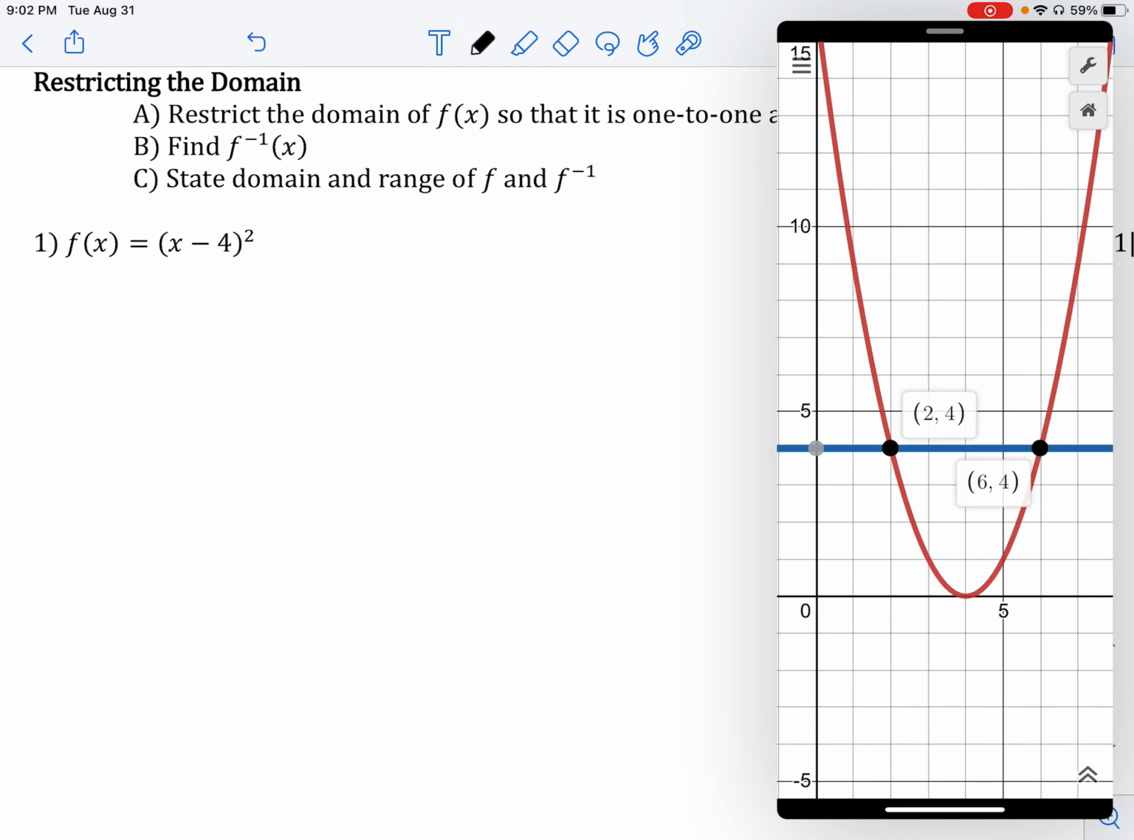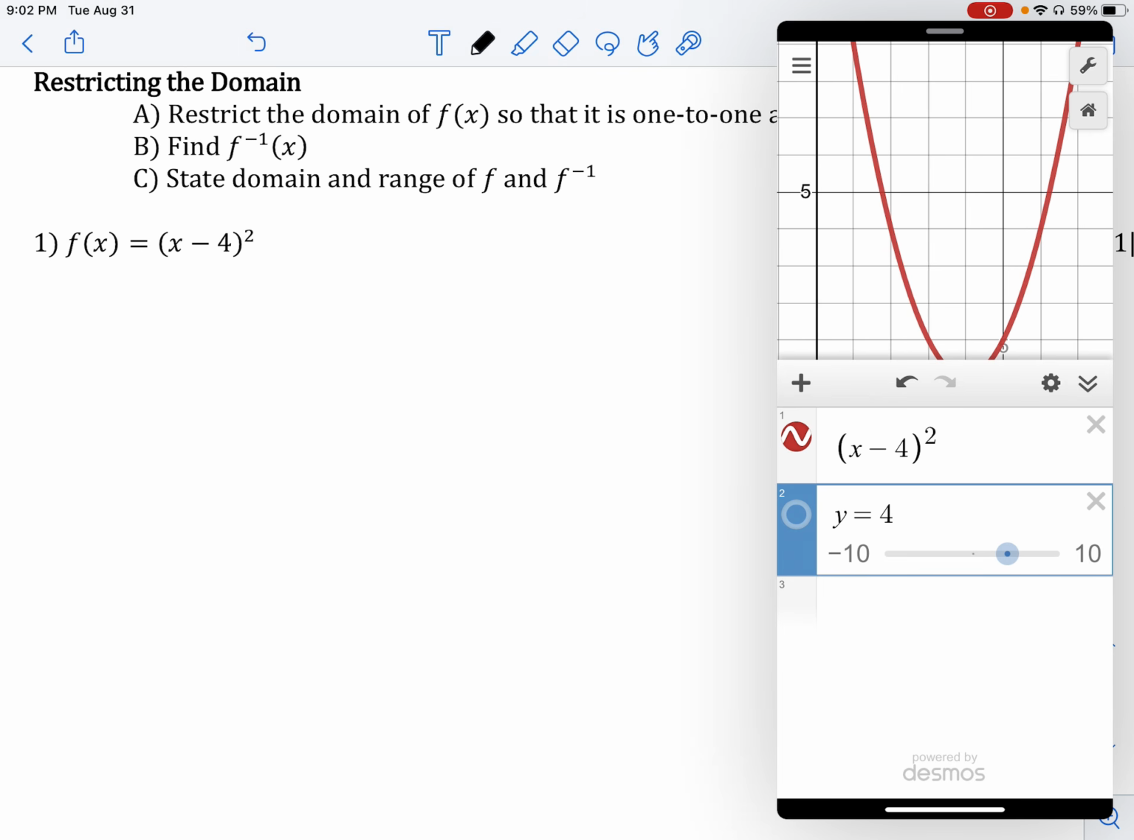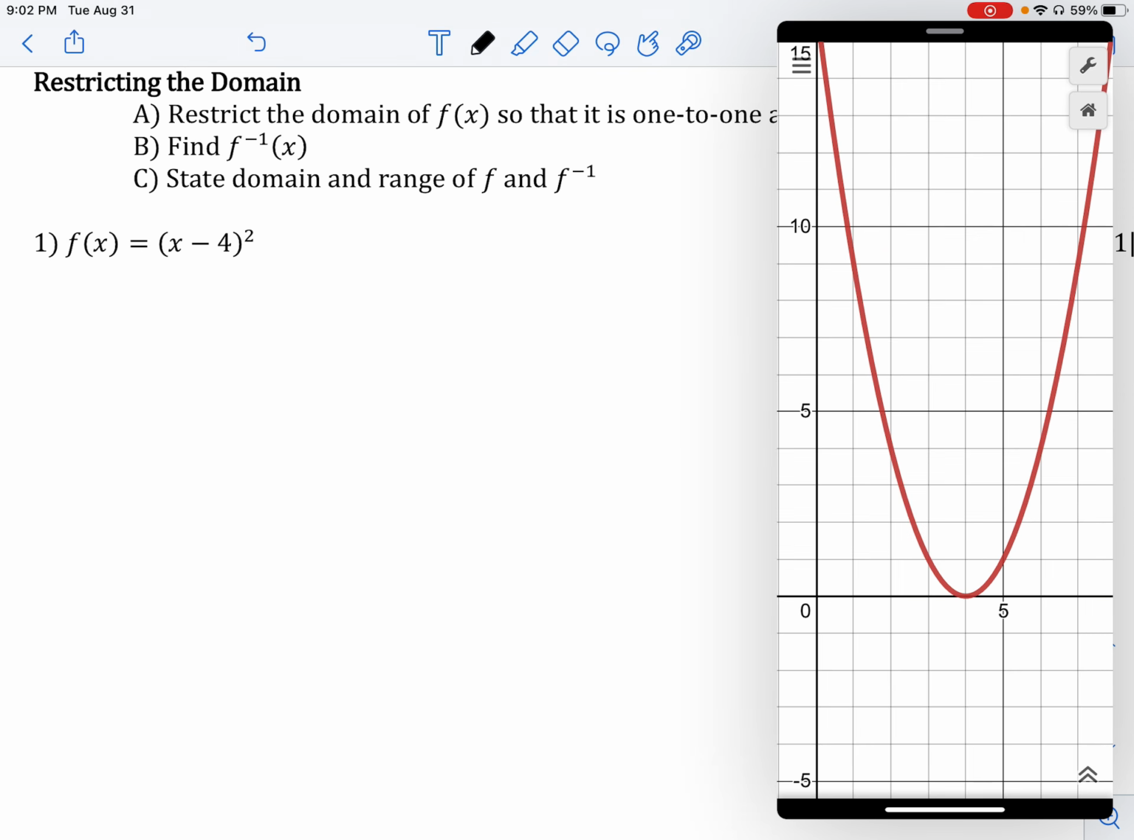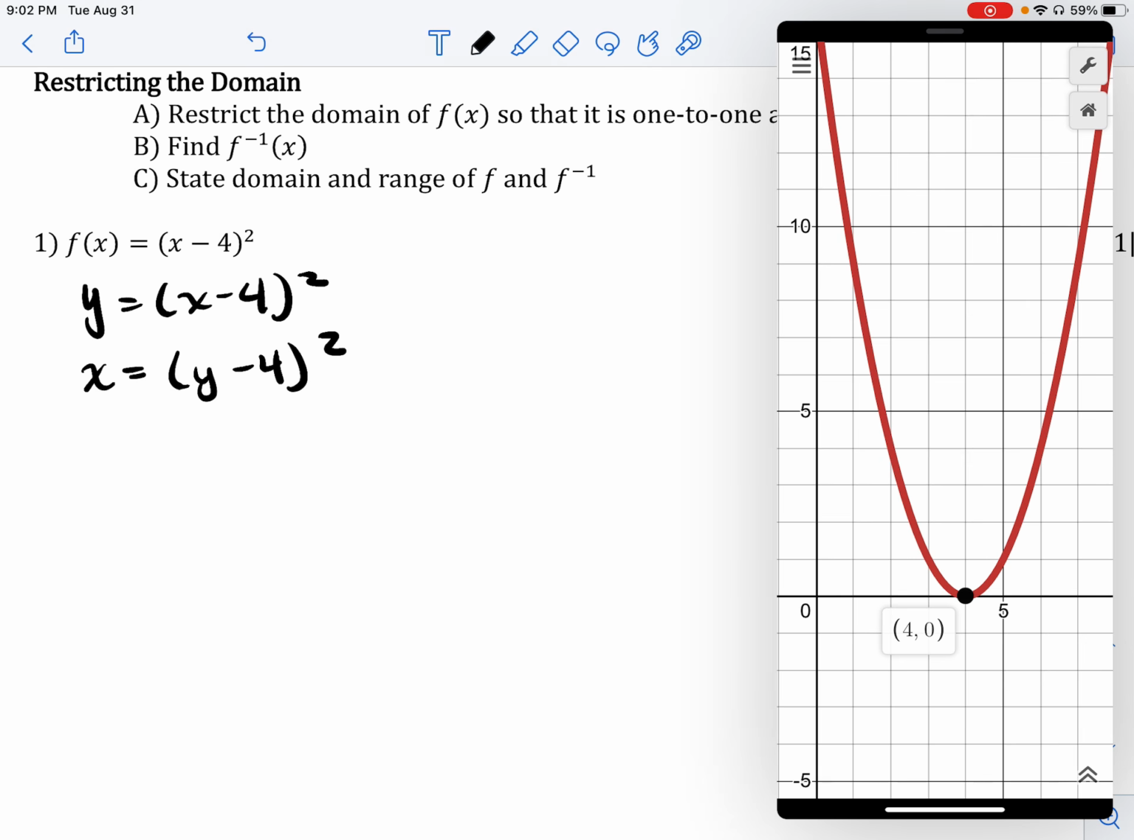So now that we know it's not 1 to 1, we need to restrict the domain of this function so that this function is indeed 1 to 1. And in the previous video, we said that a good idea is to split this parabola down the middle. And we can either choose the part of the function that is to the left of x is equal to 4 or to the right of x is equal to 4. It's really up to you. There's no one approach that's better than the other. So what we can say is the following. Let's go back to this and say, first off, y is equal to x minus 4 squared. If I find the inverse, x is equal to y minus 4 squared.